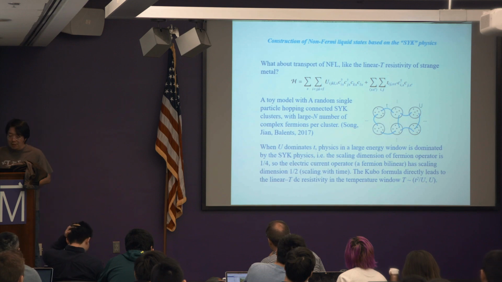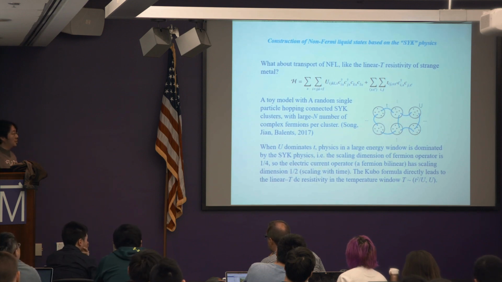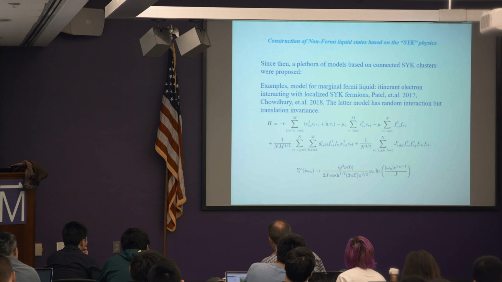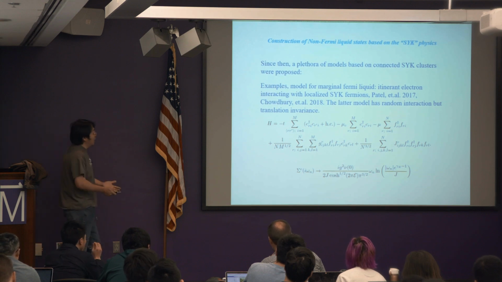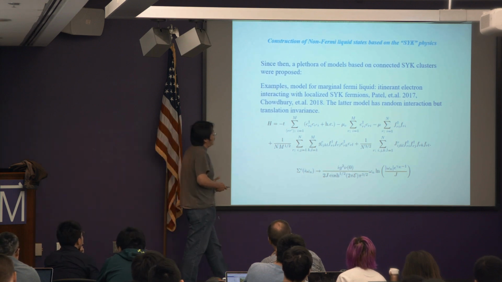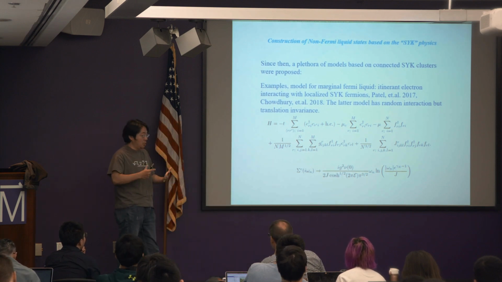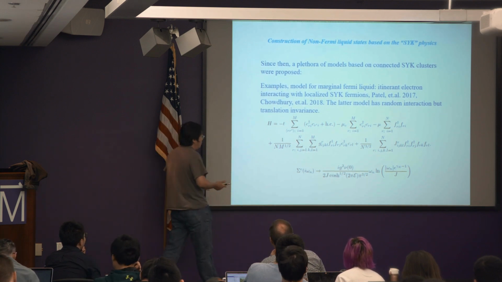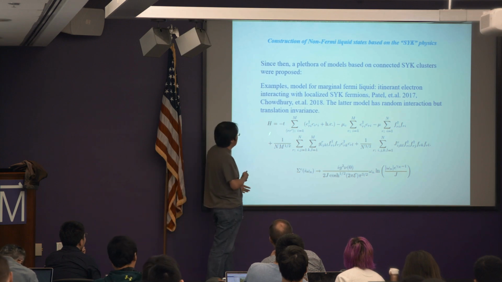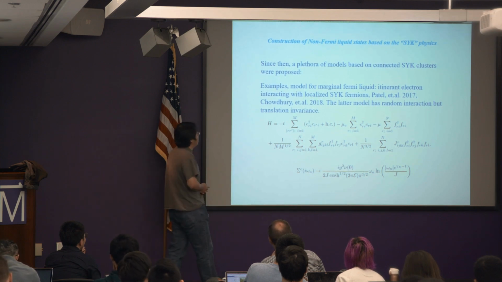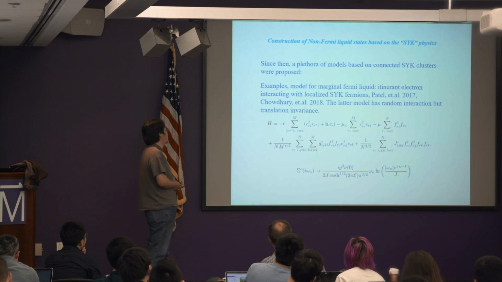But early this year there was a work by Sobir, where they tried to get a Planckian kind of metal using this kind of physics. Ever since then, there has been a plethora of works trying to explore what other models we can build to give us strange metal physics. This is an effort made by a Harvard and MIT group.